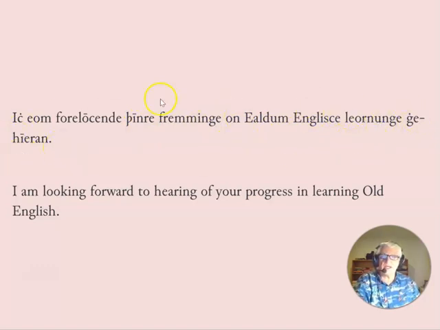Okay, so I want to hear. So I am looking forward to hear of your progress in Old English learning. So I'm looking forward to hearing of your progress in learning Old English.